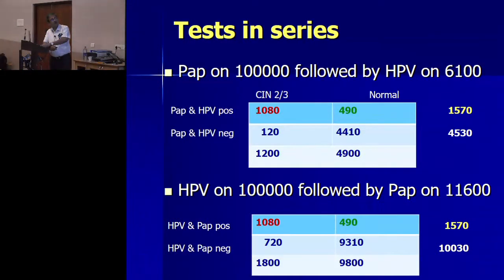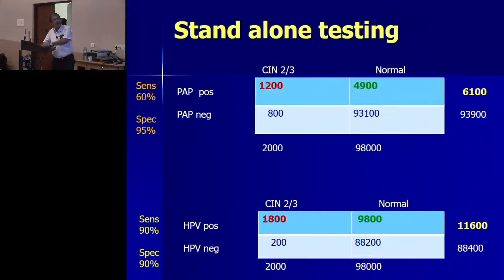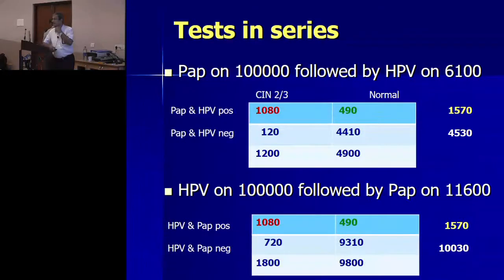You do the HPV now, 90% sensitive, you will pick up 1,080. So you are sacrificing sensitivity. From 1,200, you are willing to let go of 120. But you have now brought this down from 4,900 to 490. You have cut it by 10%, made it 110, 90%. So now you have to do colposcopy on 1,570, not on 6,100.